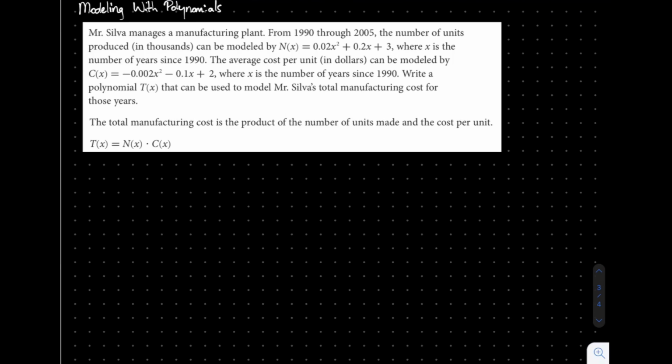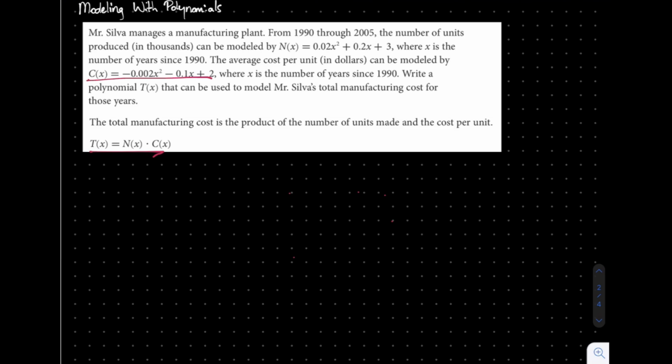Now let's try an application. Let's model with polynomials. So here we have this whole problem. Mr. Silva manages a manufacturing plant. From 1990 through 2005, we can model how many units it produces using this function, where x is just our time since 1990, and we can measure the cost using the second function given. Total manufacturing cost is the number multiplied by the cost per unit. If we multiply the number of units by the cost per unit, that gives us the total cost for the operation.